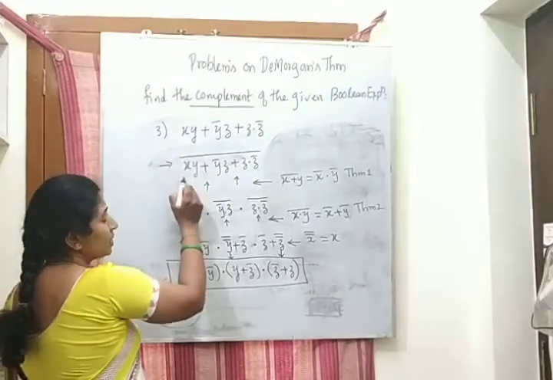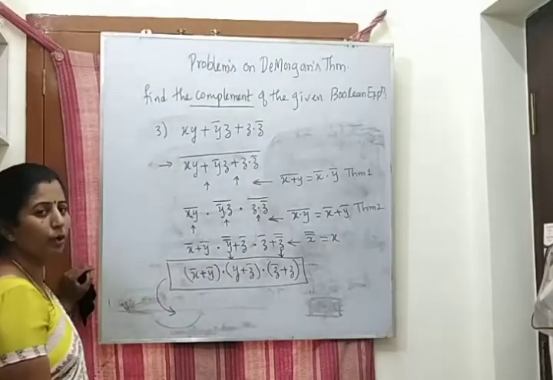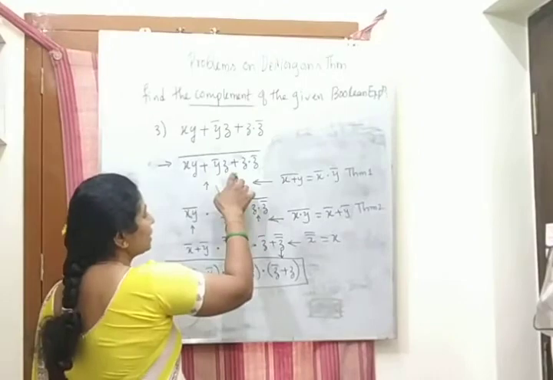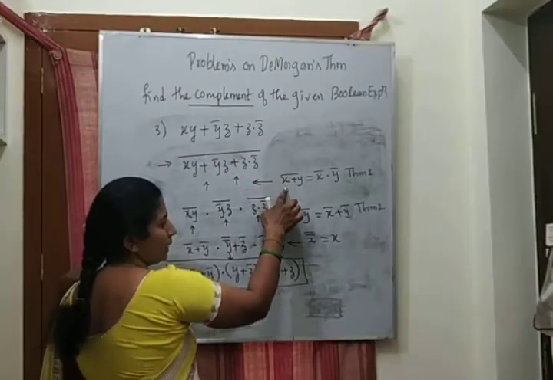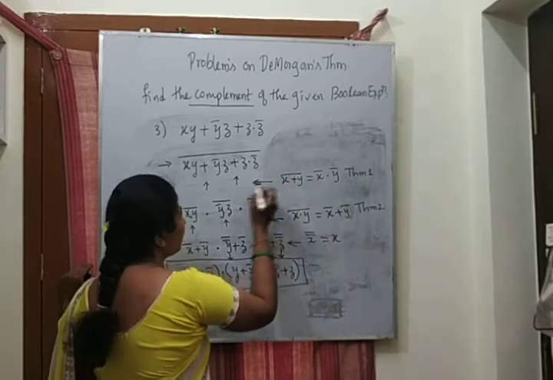Copy down the expression as it is, put the over bar. Put the over bar, that is the first step. You have to do it. Then the plus terms. According to that plus, your theorem number 1, x plus y whole complement can be written as x complement into y complement.